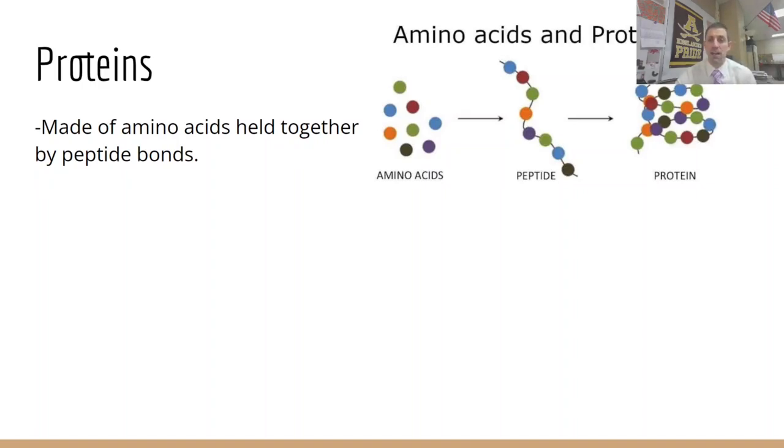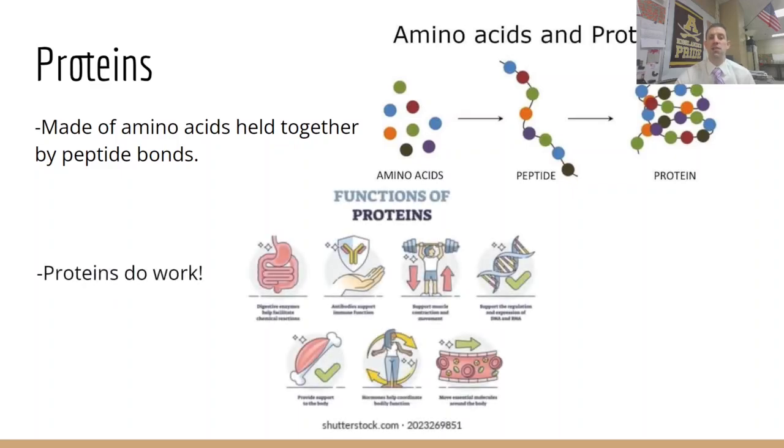Remember that those peptide bonds are made in a process called dehydration synthesis, and that there are 20 different types of amino acids. Finally, remember that proteins are really here to do cellular work. When we say that DNA controls the functions of a cell, it does so through the production of proteins. There are proteins that do digestion of food.